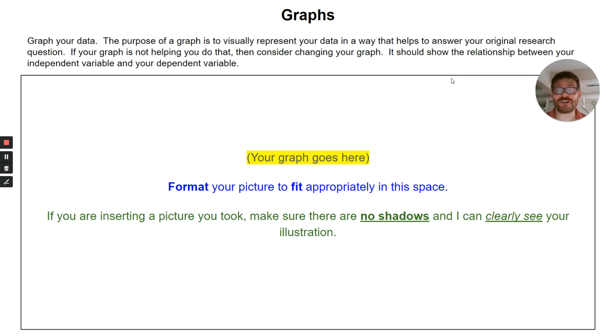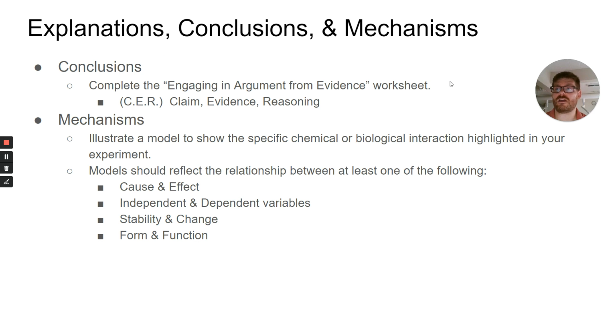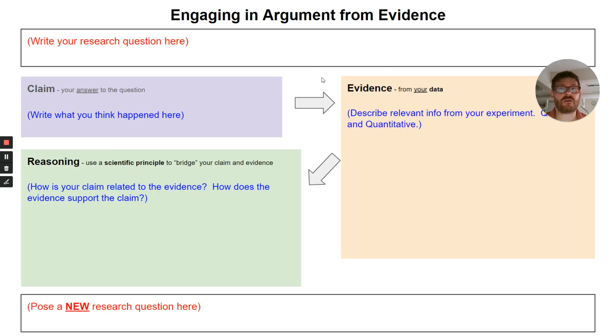Graph, maybe a little too early to make your graph. You're going to have to actually collect data to do this. And then this is going to be how you're going to finish the whole thing up, right? Engaging in argument from evidence. Restate your research question. Make a claim about what happened in your lab. Maybe your claim is, as temperature increased, the pressure increased also. That's a claim. That's great.